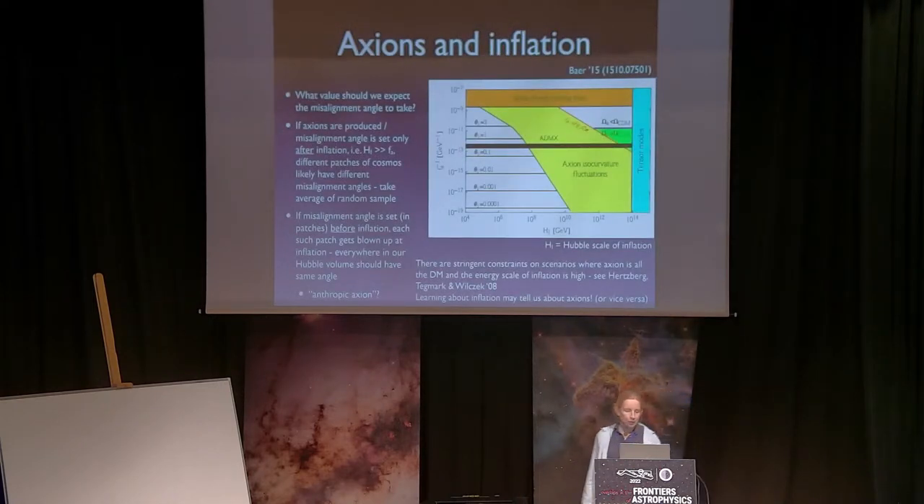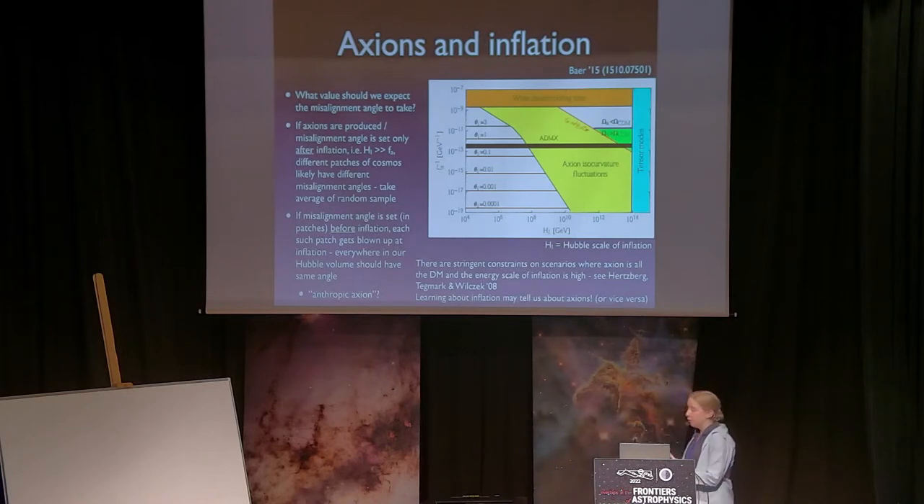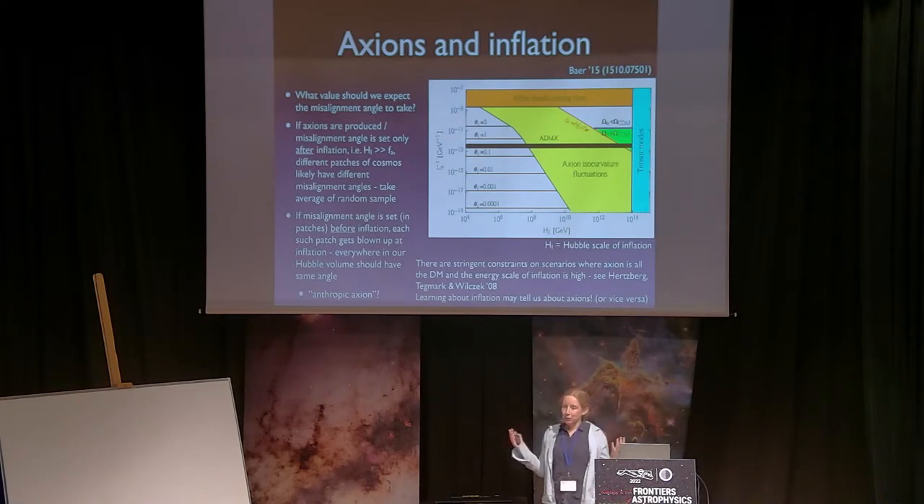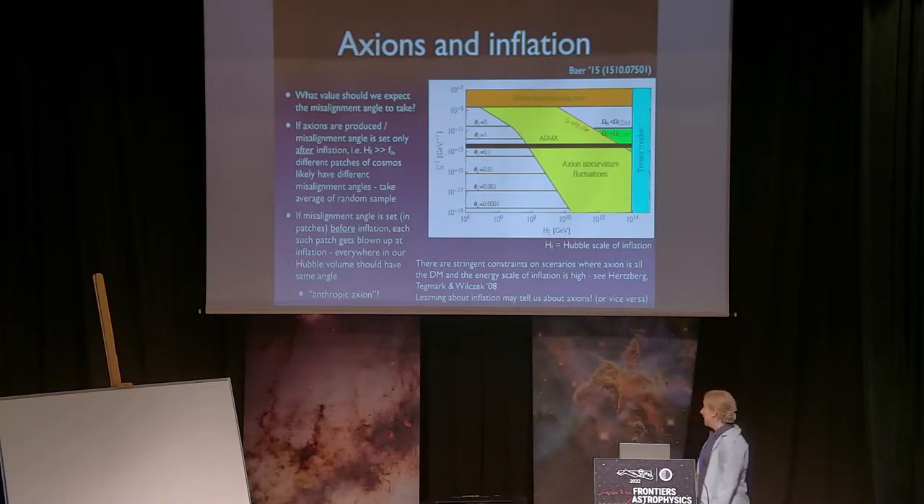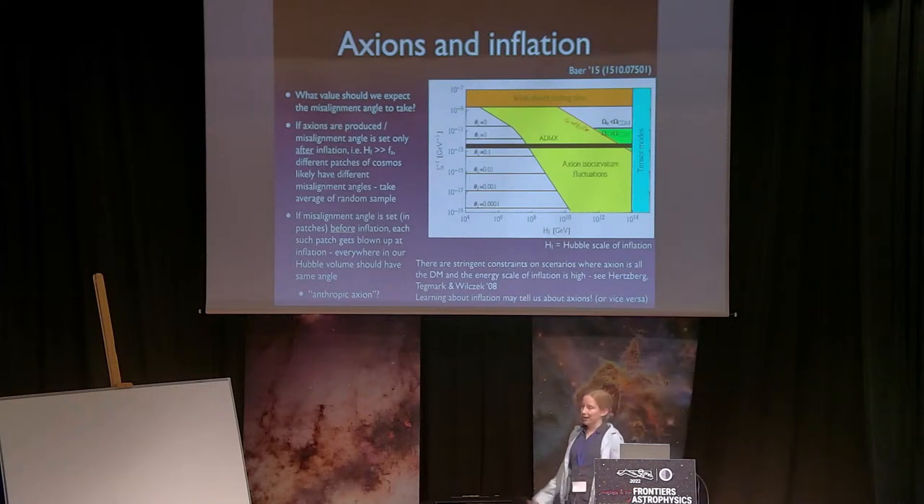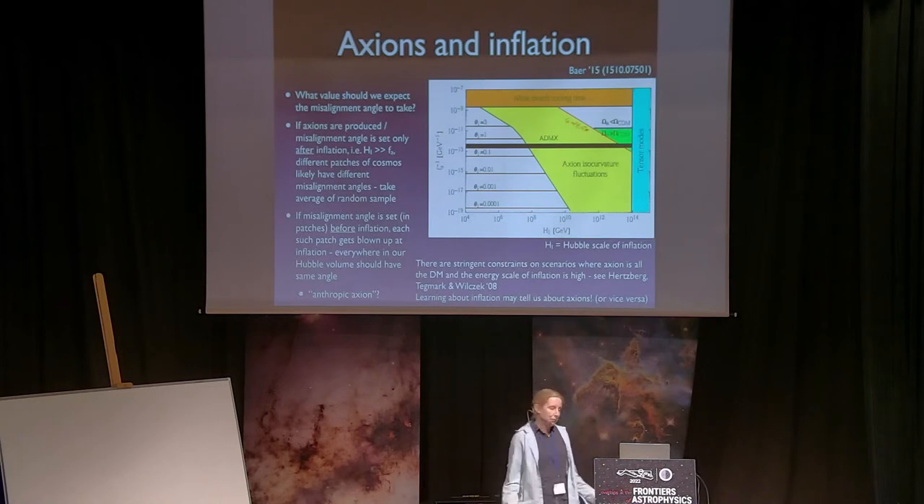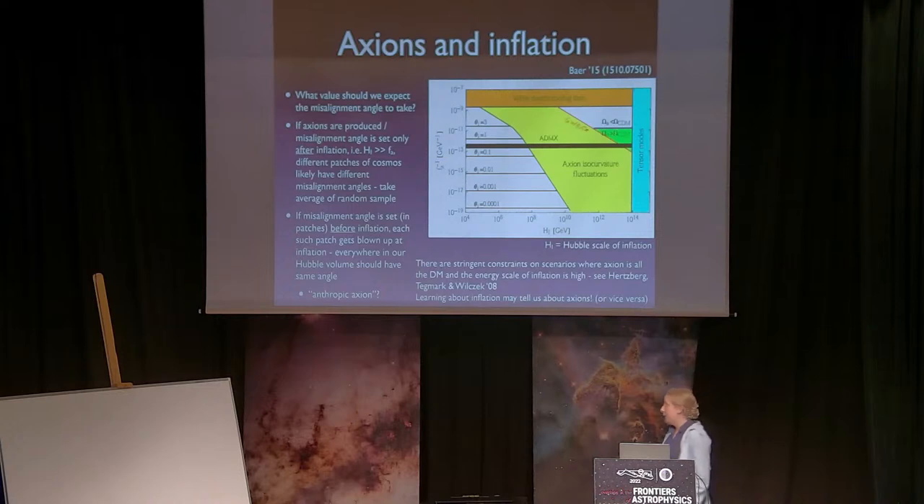However, if the misalignment angle is set in patches before inflation, then inflation will expand one of those pre-inflation causal volumes to cover our whole observable universe and much more. So in that case, we would expect everywhere in our Hubble volume to have the same misalignment angle. And the question is just, well, what should that angle be? On general principles, you might expect it to be order 1, but there's nothing wrong in principle with us happening to be in a volume that had a tiny misalignment angle at early times.